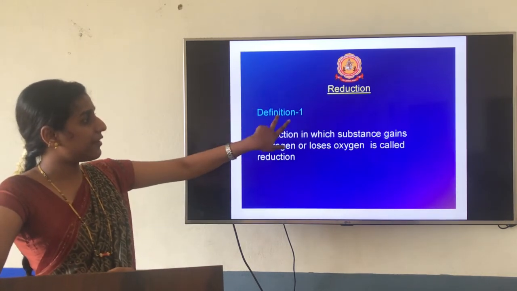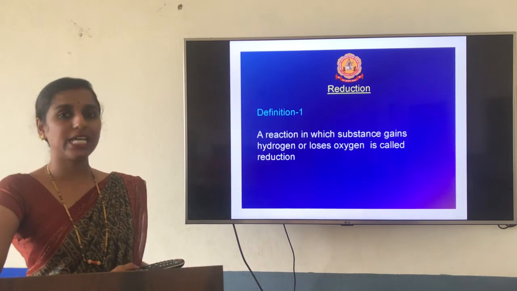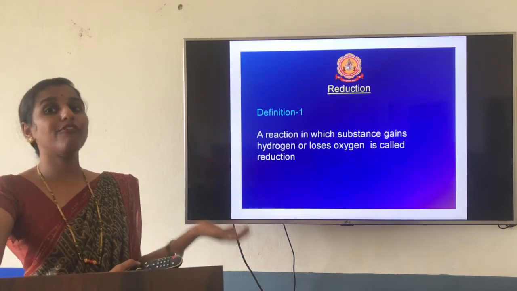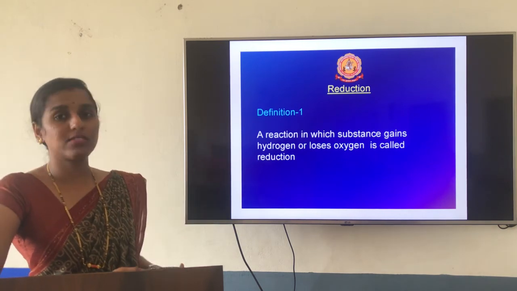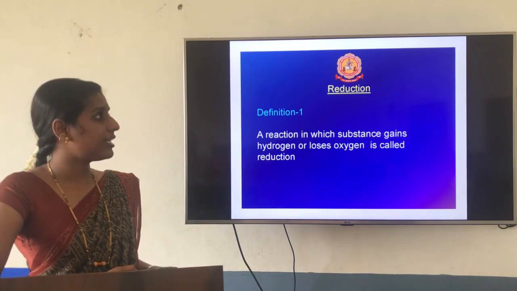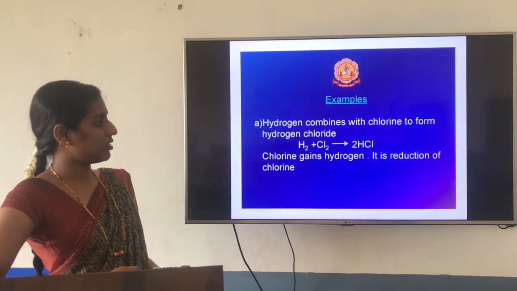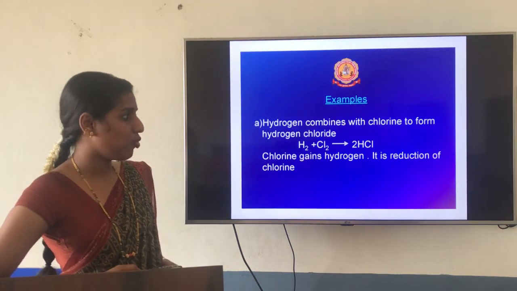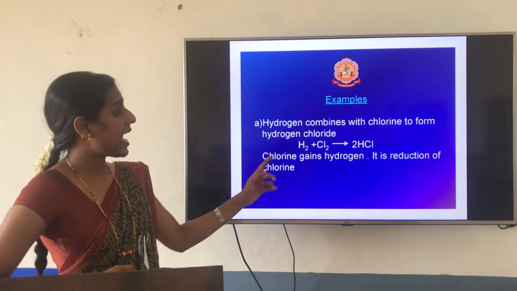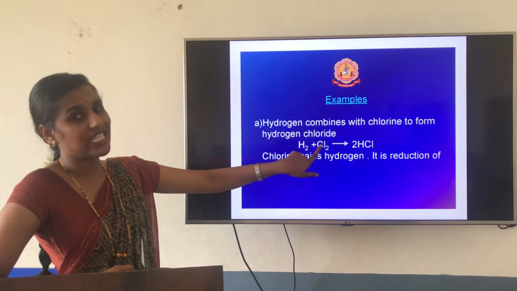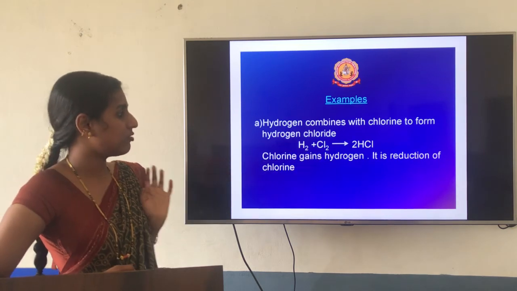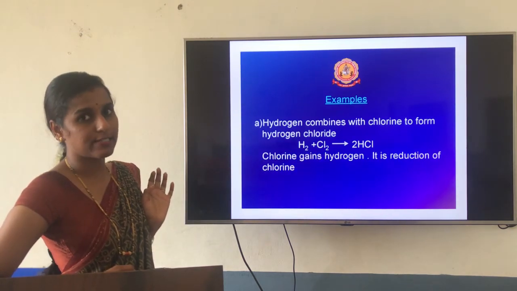So generally, definition 1 says reduction is nothing but addition of hydrogen, or removal of oxygen, so that we are going to call it reduction. Some examples we will see for this. H2 plus Cl2: when hydrogen and chlorine react with one another, you are going to get hydrogen chloride, hydrochloric acid.